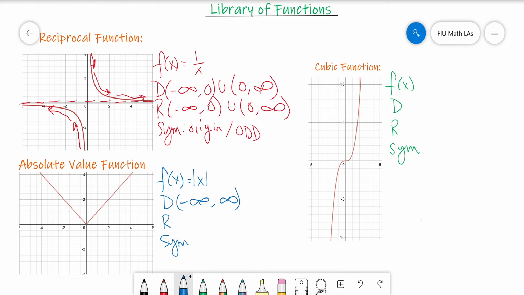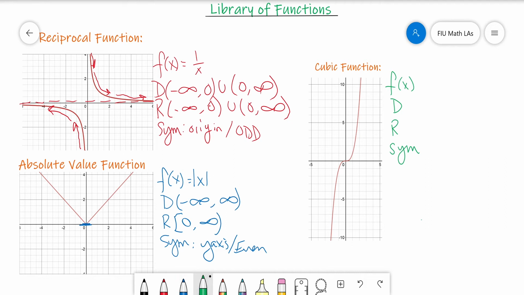Therefore, we know that the lowest number that we're ever going to see in our range is going to be 0. So we can even see it graphically. The lowest number we're ever going to see is 0 right there. So our range for our absolute value function will look like a hard bracket here because we're including 0 now, up to positive infinity. Our absolute value function has symmetry with respect to the y-axis, and any function that has symmetry with respect to the y-axis is even.